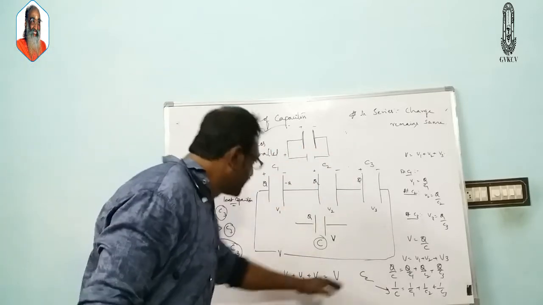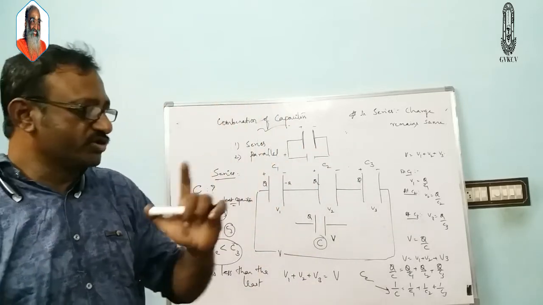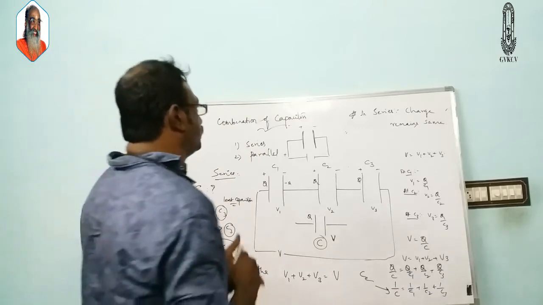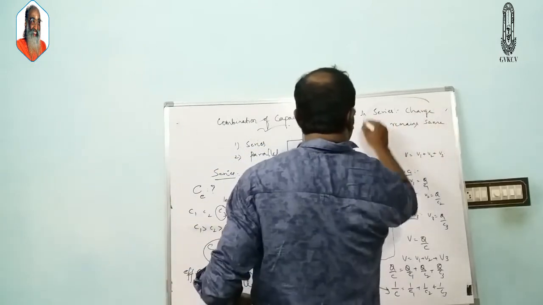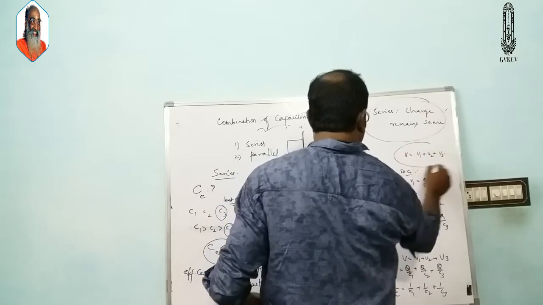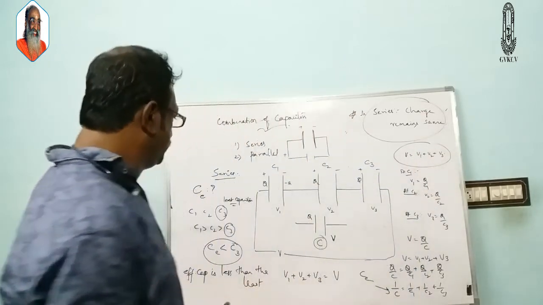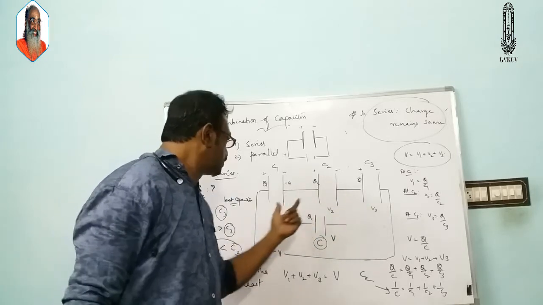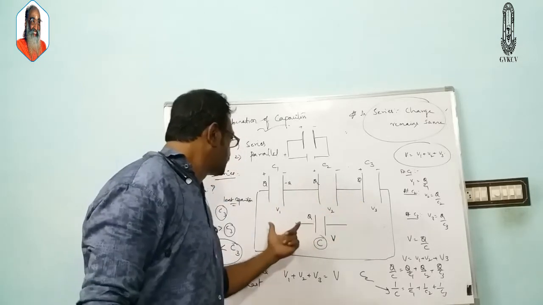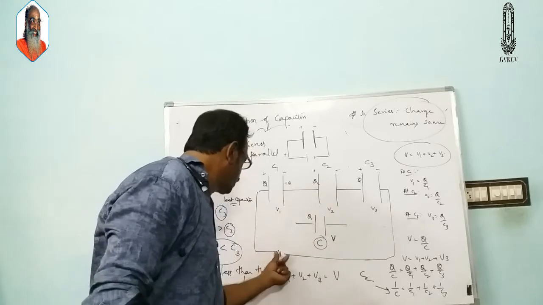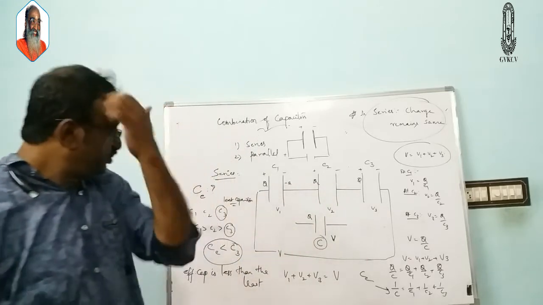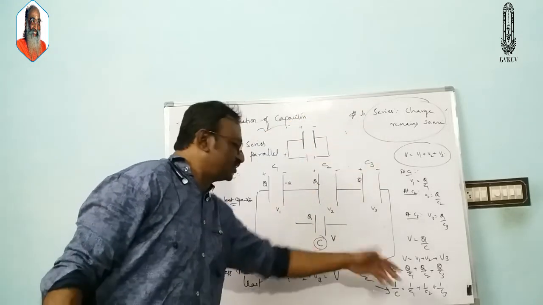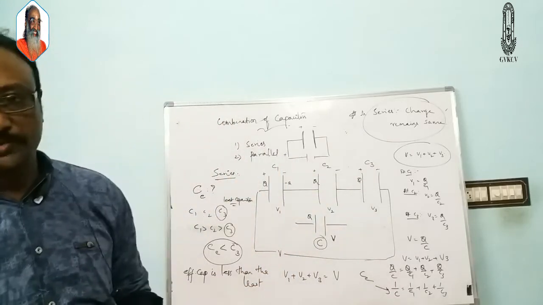In making this derivation, the only thing you have to keep in mind is, first, that in series combination the charge remains the same and V is equal to V1 plus V2 plus V3. Because here the applied potential is V, and at these capacitors we observe different potentials, and if we add these potentials we get the applied potential. So based on these two things only we have derived this expression, and this is to be noted down.